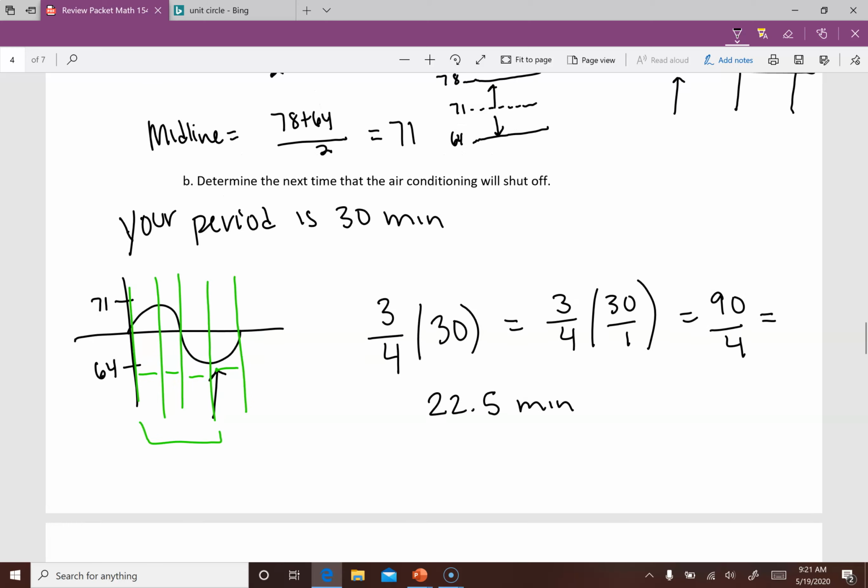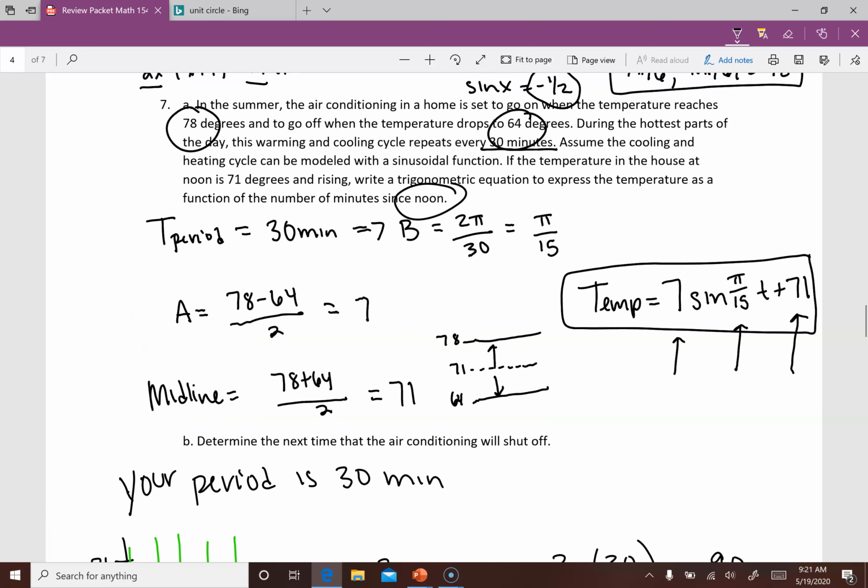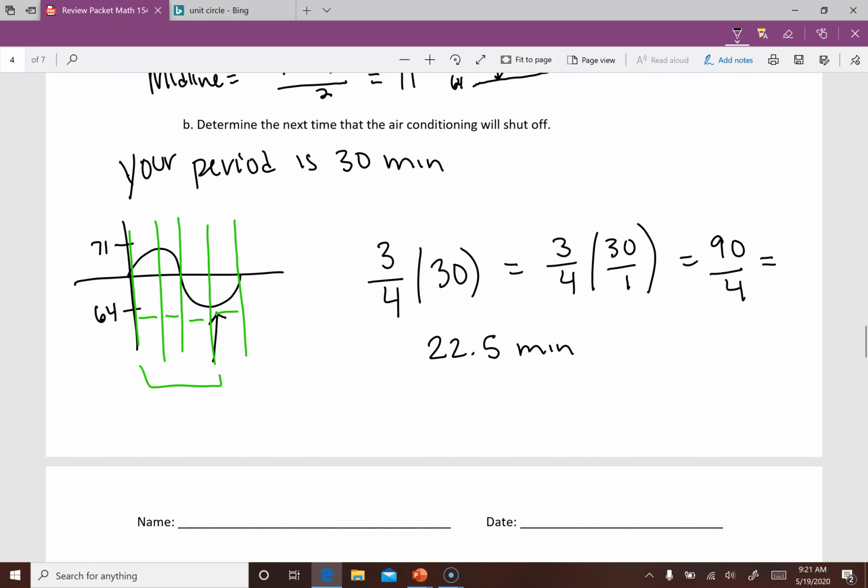So when will the air conditioning shut off? Well, remember, this is after noon. This is saying since noon. So it's going to shut off 30 seconds, that's that 0.5, half a minute, 30 seconds after 12:22 p.m.